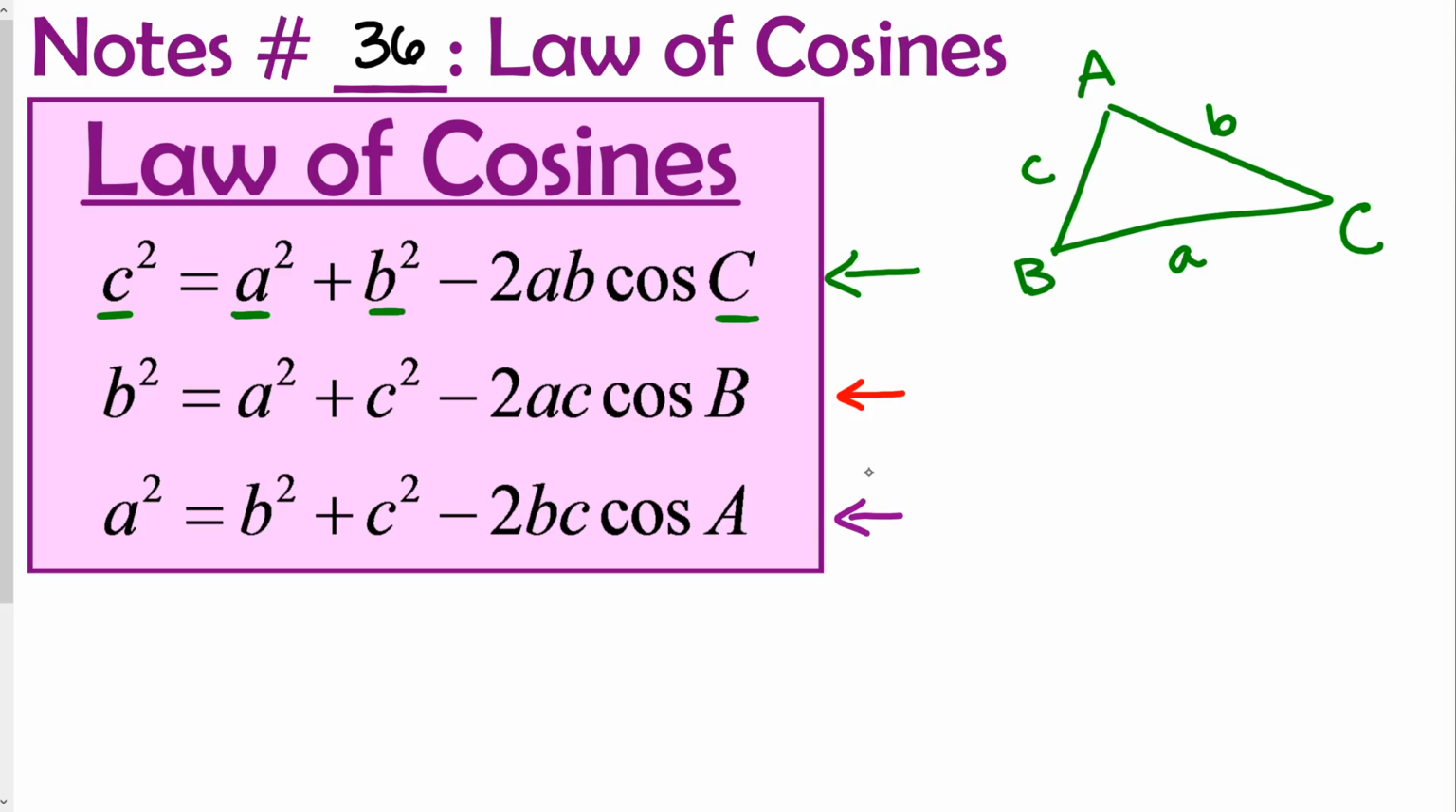Or if I know all three sides, but I want to find angle C, I'm going to use the first version. If I want to find angle B, I'm going to use the second. And if I want to find angle A, I'm going to use the third. So let's practice this and you can see how it works.